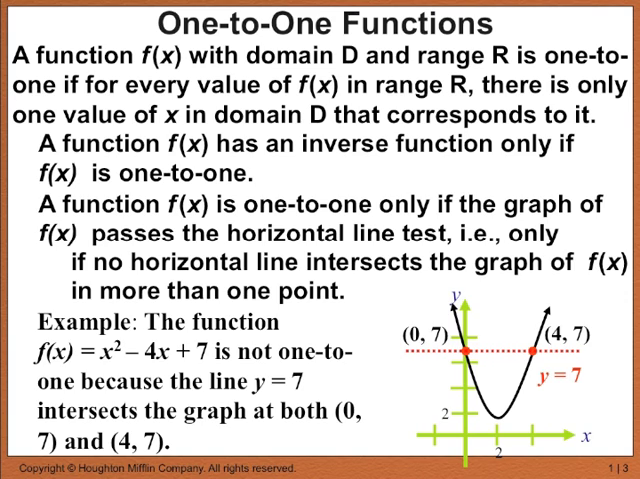Now we can see that the element of the domain 0 is matched with the element of the range 7, and the element of the domain 4 is matched with the element of the range 7. But that's not one-to-one because in a one-to-one function, each element of the domain is matched with exactly one element of the range and vice versa. And that is not true in this case. So this parabolic function fails the horizontal line test, and therefore it's not one-to-one.